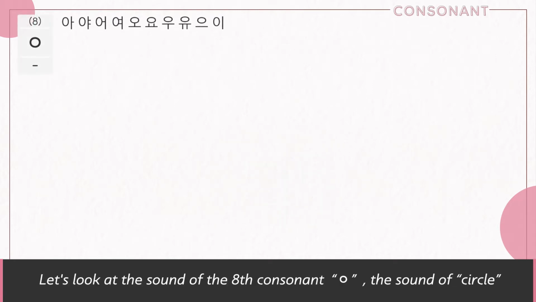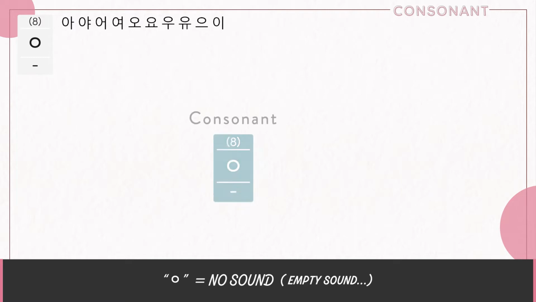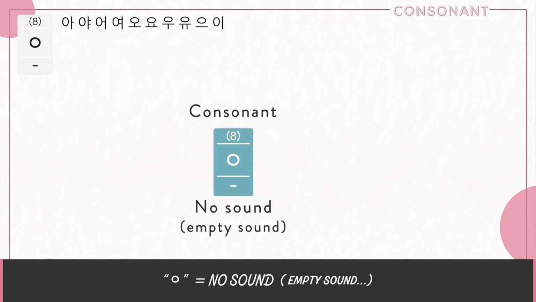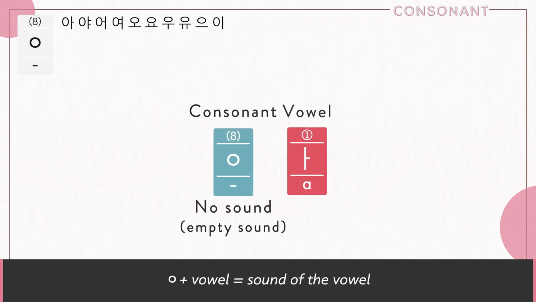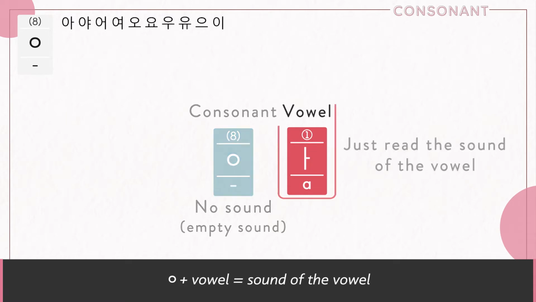Now, let's look at the sound of the 8th consonant, the circle. This 8th consonant does not have a sound, I mean, an empty sound. So when you combine it with a vowel, you only need to read the sound of the vowel.